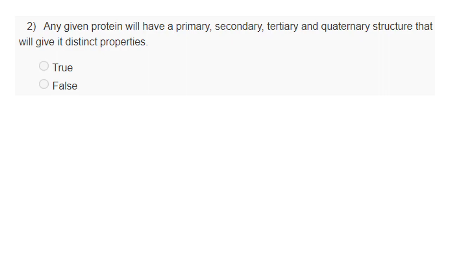Moving on: any given protein will have a primary, secondary, tertiary and quaternary structure that will give it distinct properties. It's very similar to the last question. Anybody? So this is also true.